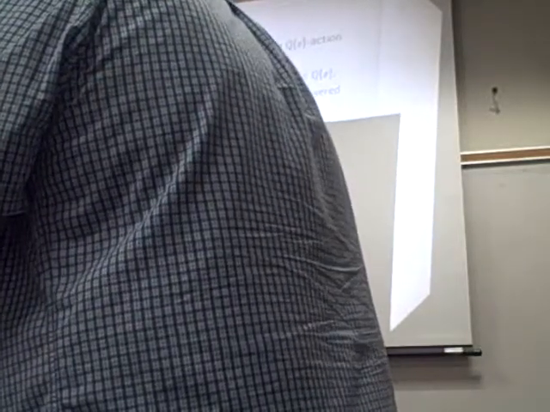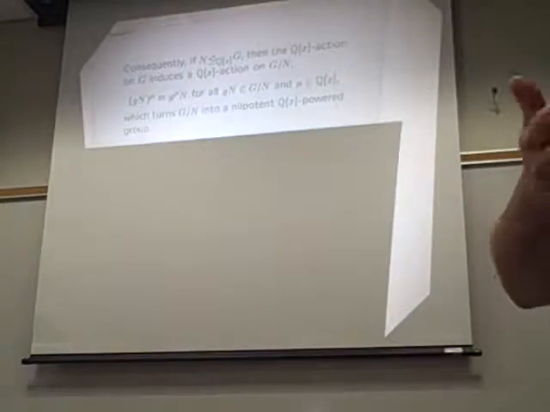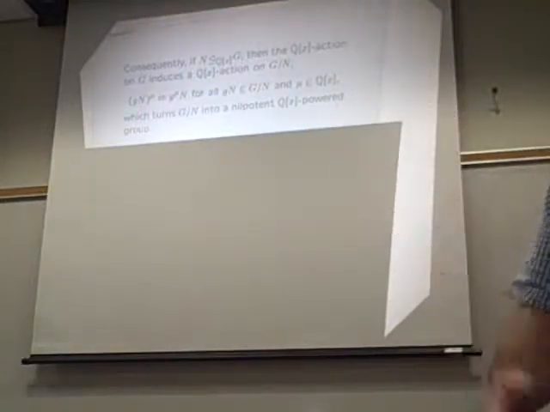So consequently, if N is normal, then you have an action on G mod N, and namely, if you take (gN) to the mu, you can write it as g to the mu N. And that turns any factor group into a nilpotent QX power group. So basically, all the things that we have in categories and stuff is happening here. This is what we would like.